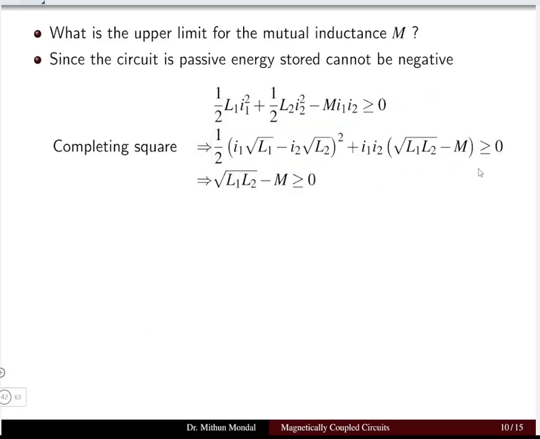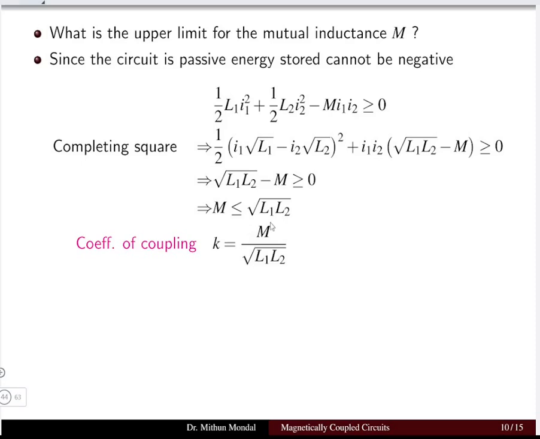Now we have to make the overall equation positive. It means the second term has to be positive, that is, under root L1 L2 minus m has to be greater than 0. If we rearrange this term, we can write that m, the mutual inductance, should be less than under root of L1 L2. Now what is the meaning of this? We will see a little bit later.